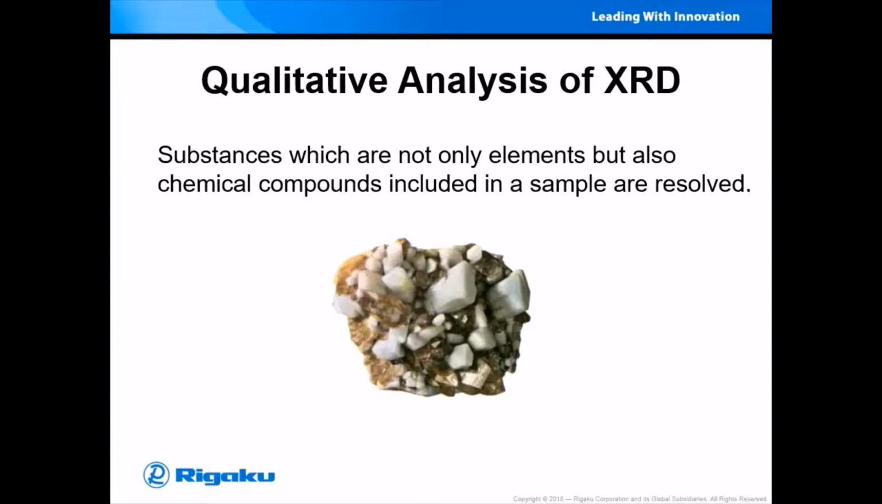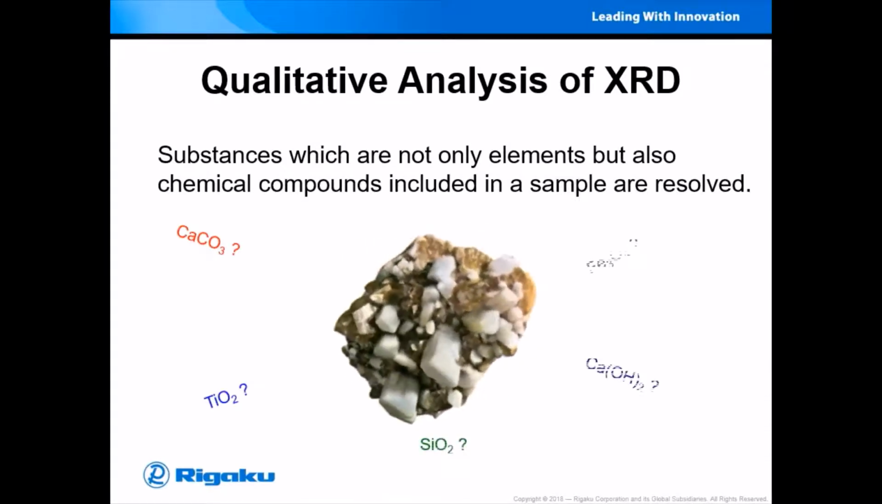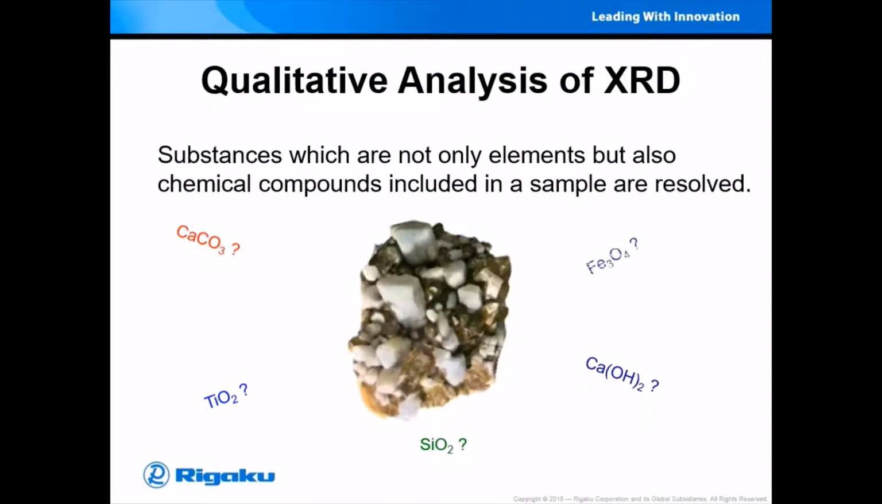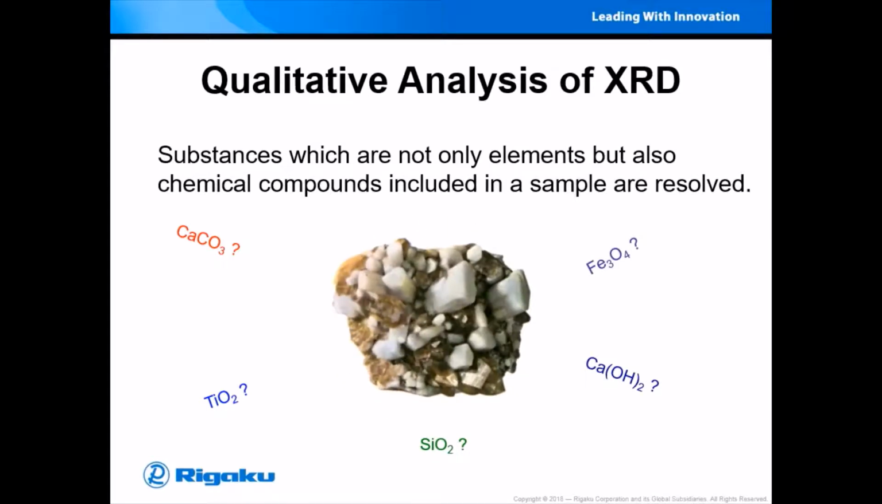What is qualitative analysis of X-ray powder diffraction? The answer is to reveal chemical components included in a sample. We can determine what substances are included in a sample as not only chemical elements, but also chemical compounds. This is one of the strong advantages of qualitative analysis.